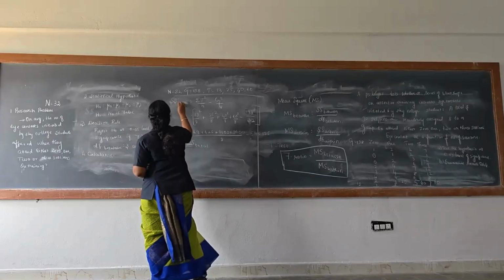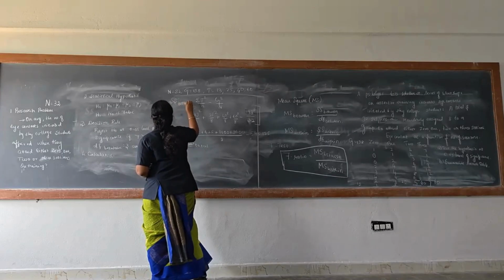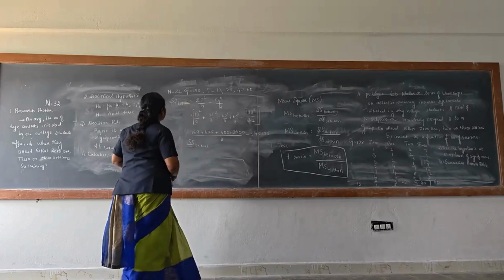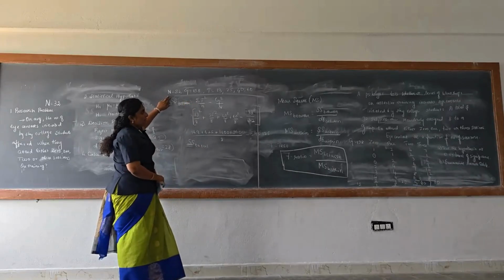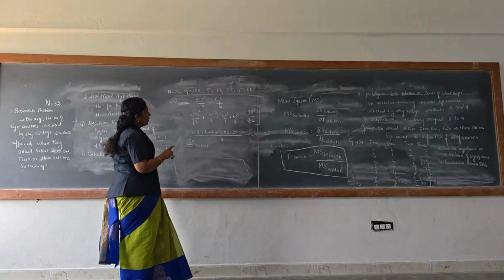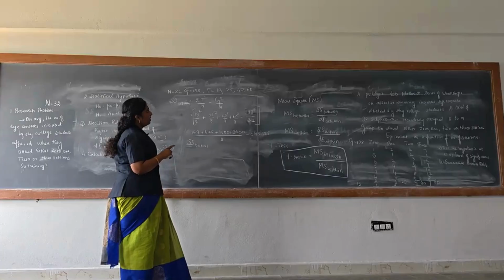So initially the values are given: N is equal to 32, G is equal to 138, T is equal to 13, 25, 40 and 60. T means the column total. First you are going to calculate the sum of squares between, that is, between the values.